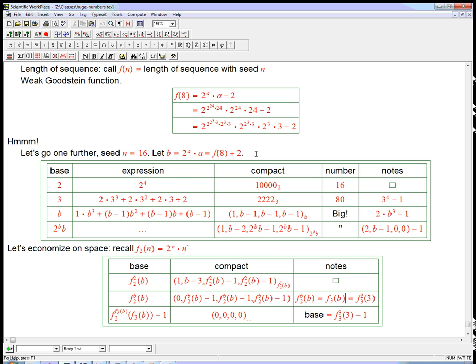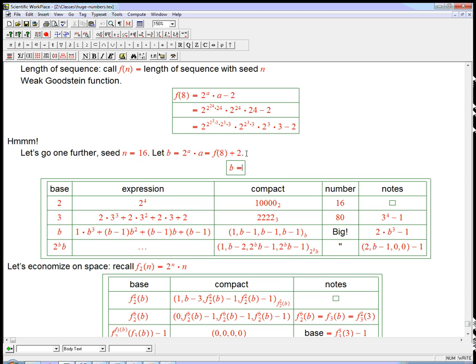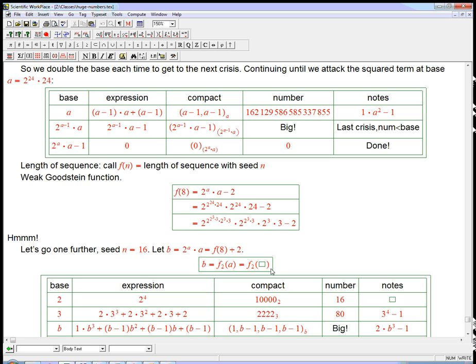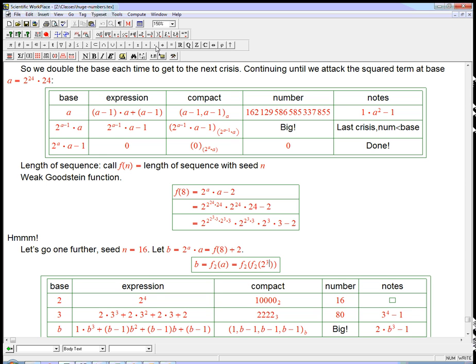Let me actually write that down. So b, here's giving away the game here. B is just f2 of a, okay? But a was 2 to the 24 times 24. That's an f2 function as well. That's f2 of 24, but that was 2 to the 3 times 3. And so what do we get? That's f2 of f2 of f2 of 3. That's f2 repeated 3 times applied to 3, that's f3 of 3.